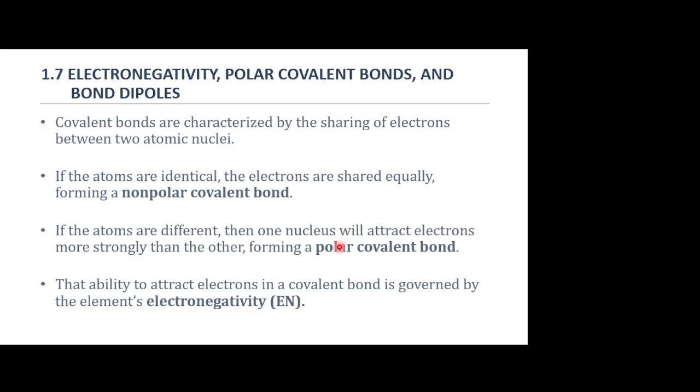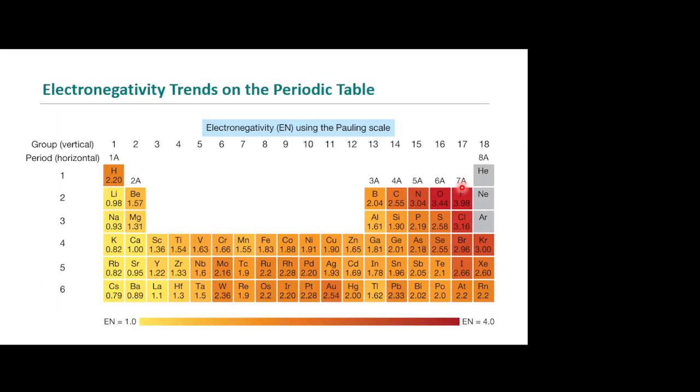Okay. But neon, argon, krypton, these things don't have electronegativities because they don't typically take part in bonds, right? And so electronegativity is how well you hold on to electrons in a bond. So the ability to attract electrons in a covalent bond, again, is called electronegativity, denoted by capital EN. This is actually the table of electronegativity.